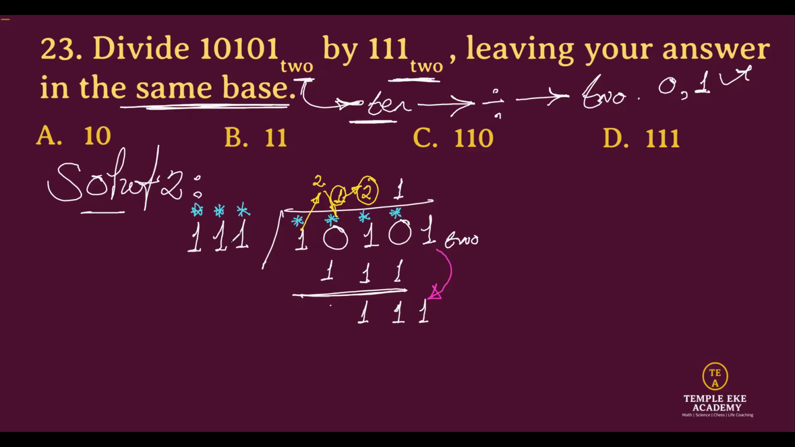And now 111 can divide into 111 to give 1. 1 multiplied by 111, 1, 1, 1, showing us this is a perfect division, no remainder. And therefore, our final answer will be written 11, written to base 2. Very simple. And that will be the option B right there.